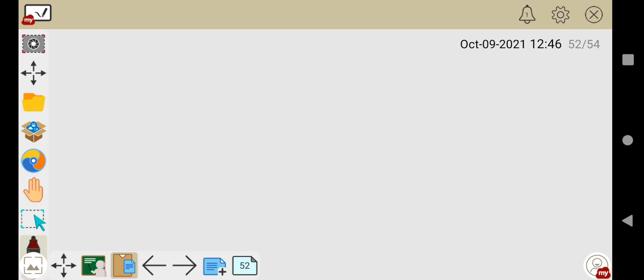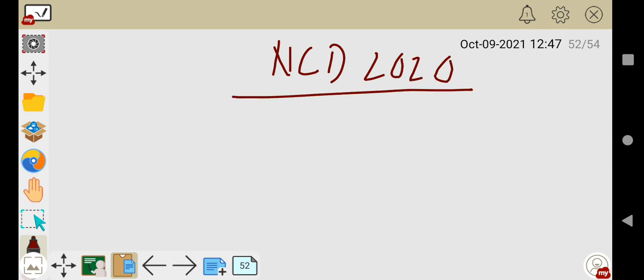So next we will discuss non-communicable diseases 2020. This has been asked. I saw this in UPSC CMS. I saw this in NEET. So this is very important. This is a program actually, and I will divide it into three parts.